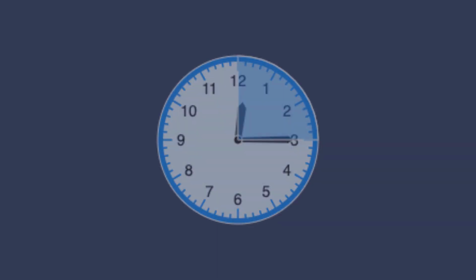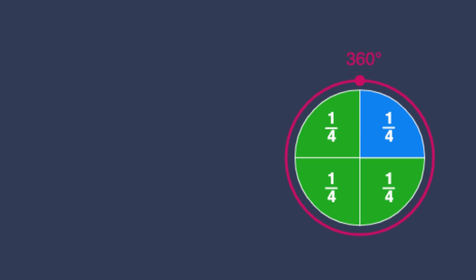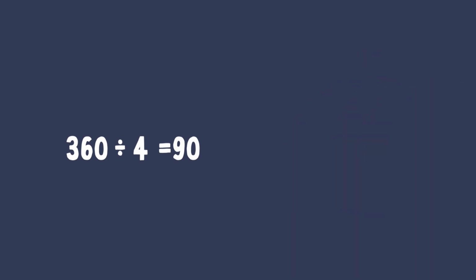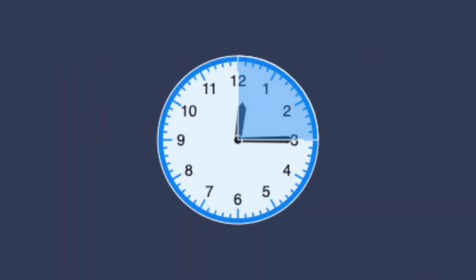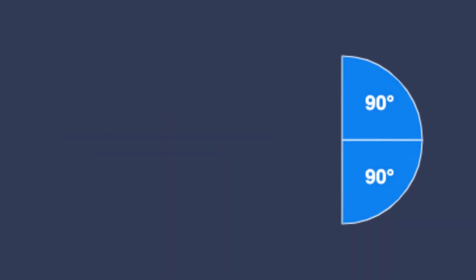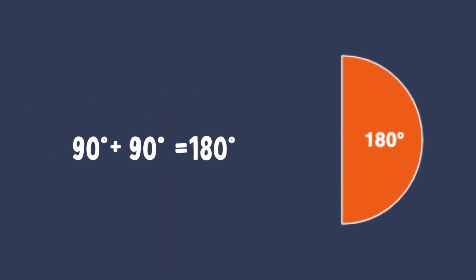For example, if the hour hand is at 12 and the minute hand moves to 3, we sweep out a wedge that is 1/4 of the full circle. 1/4 of 360 is the same as 360 divided by 4, which gives us 90 degrees. If we move the minute hand forward to 6, we sweep out another wedge that equals 1/4 of the full circle, or another 90-degree angle. Adding these two angles together gives us 180 degrees.